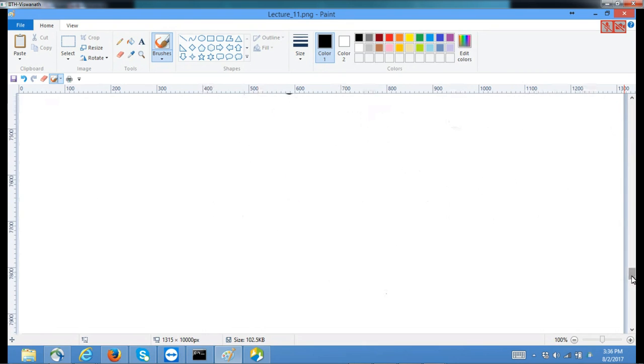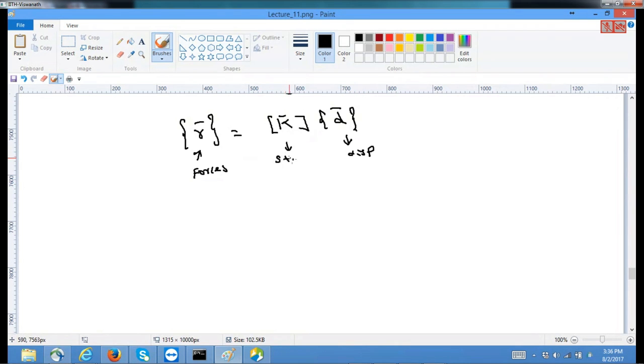So the easier form is, in a local system, R bar is equal to K times T bar. Let me call this one. These are the displacements, these are the forces. These are the displacements. This is the stiffness.